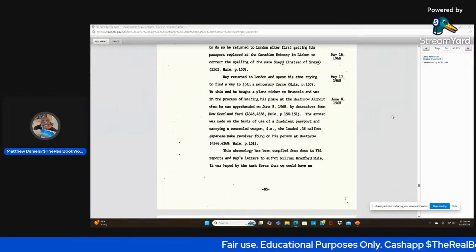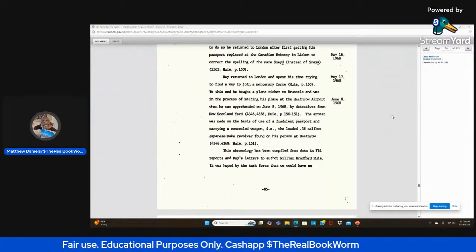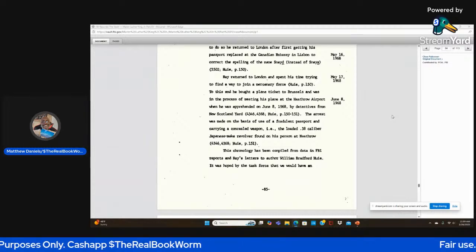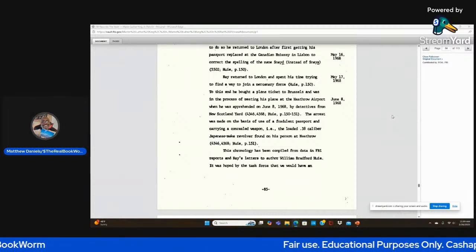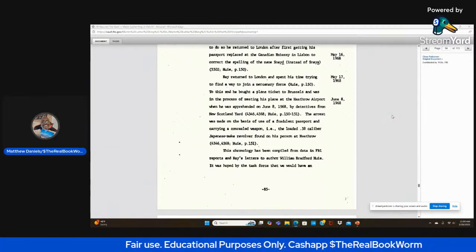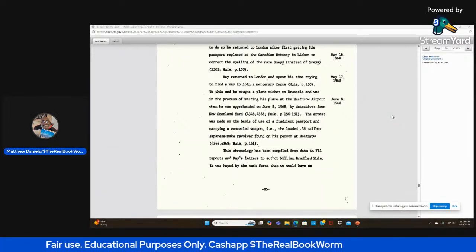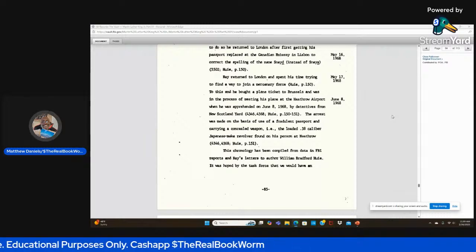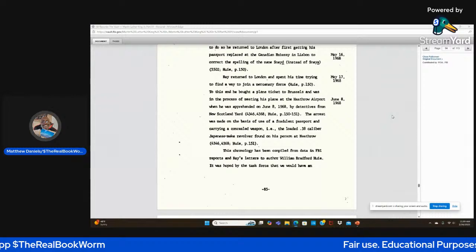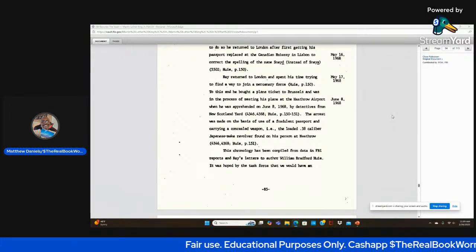To this end, he bought a plane ticket to Brussels and was in the process of meeting his plane at the Heathrow Airport when he was apprehended on June 8, 1968 by detectives from New Scotland Yard. The arrest was made on the basis of use of a fraudulent passport and carrying a concealed weapon, i.e. the loaded .38 caliber Japanese make revolver found on his person at Heathrow.